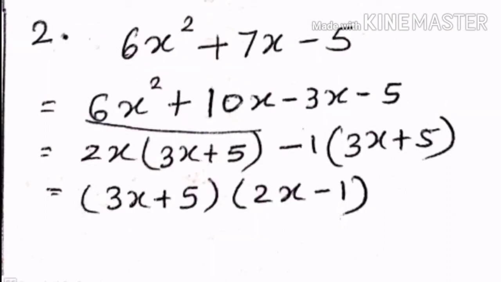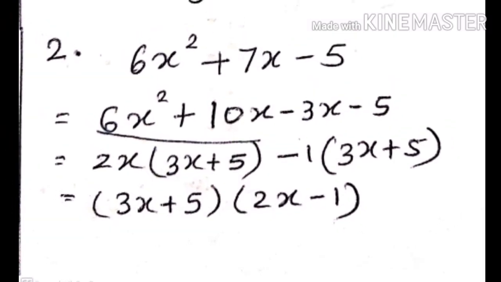Now the next question is factorize the given expression: 6x square plus 7x minus 5. The x square's coefficient is 6 and the constant term is 5. We multiply them, we get 30. So we find the factors of 30 to get plus 7, that is 10 and 3. So 6x square plus 10x minus 3x minus 5. From the first two terms 2x is common and 3x plus 5 in the bracket. In the other two terms nothing is common, so minus 1 is common and 3x plus 5 in the bracket. So we get two brackets here, 3x plus 5 and 2x minus 1. Here we have factorized it completely. If you find both the brackets correctly with the correct sign, you get the full marks, 3.